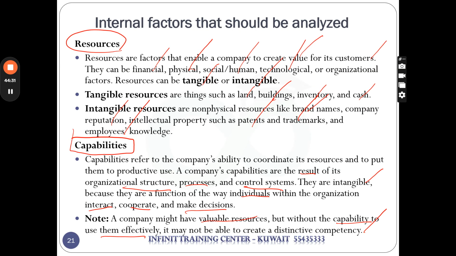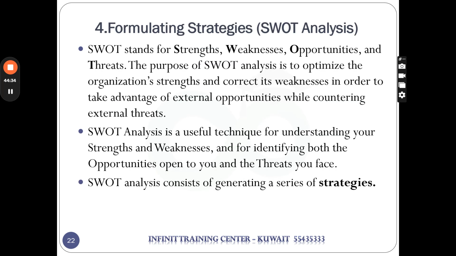So that was the third step, the internal factors that need to be analyzed. Then you can formulate strategies, or we will do a SWOT analysis. As you know, SWOT analysis means strengths, weaknesses, opportunities, and threats. You have to analyze what strengths the company has, what opportunities are left for the company, what threats the company is going to face, and what the weaknesses are. The purpose of SWOT analysis is to optimize the organization's strengths and correct its weaknesses.